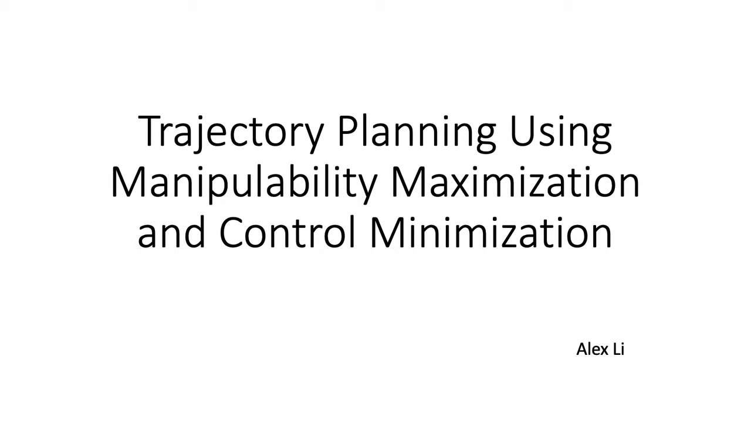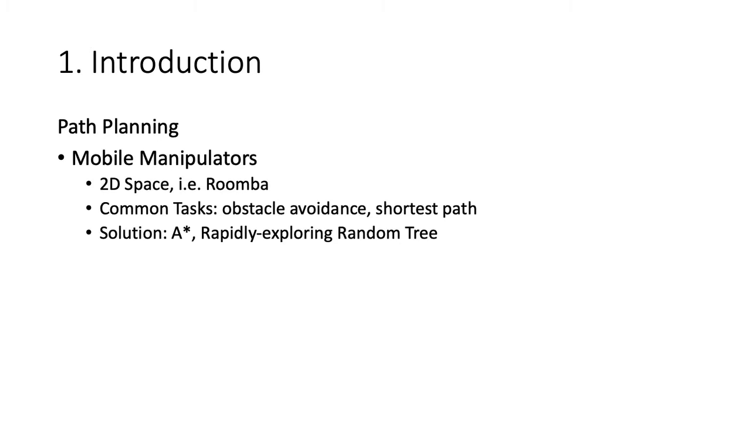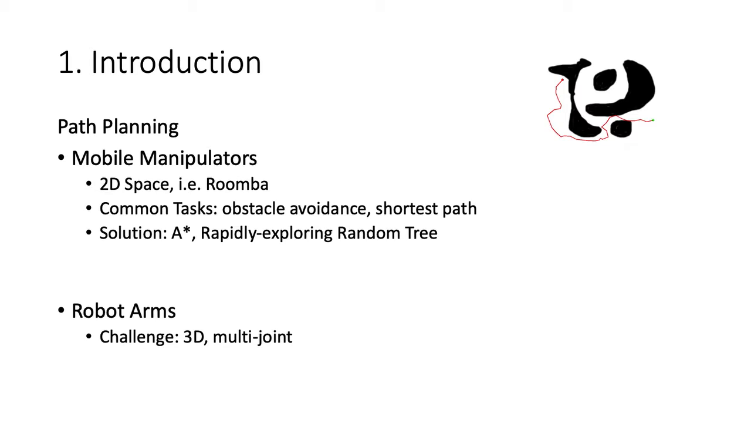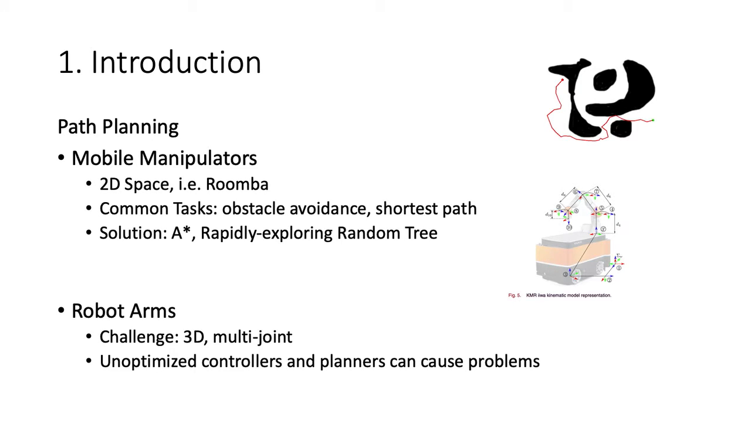I'm going to present my project about trajectory planning using manipulability maximization and control minimization. Trajectory planning is a key task for robots to move from one place to another. For mobile manipulators, it's quite easier because they are mainly in 2D space. However, for robot arms, it's quite challenging, not only because they are in 3D, but also because they have multiple joints. And also unoptimized controllers or planners can cause serious problems.